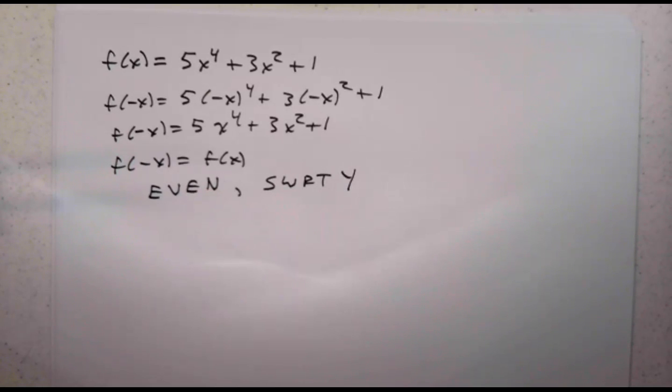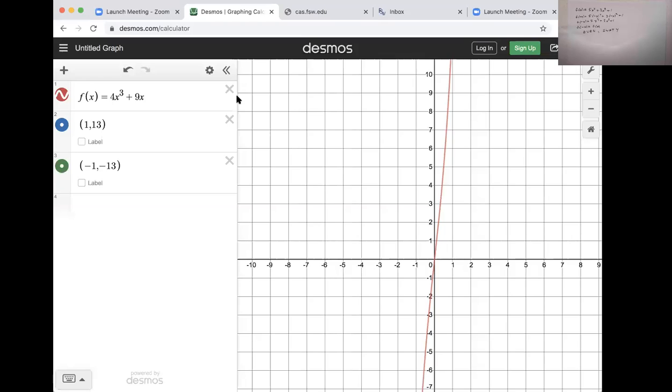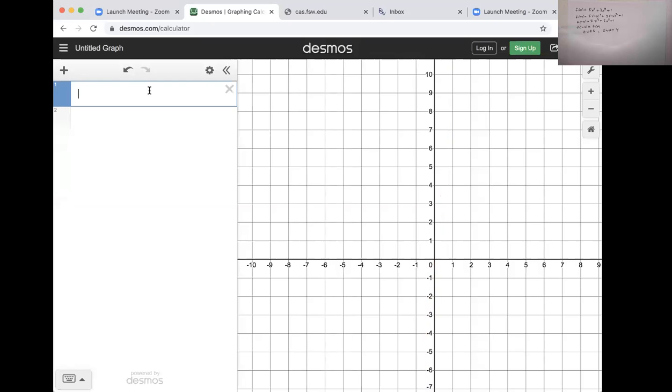So if we look at that graph, let's go to Desmos and see what it looks like. We should be able to fold it across the y-axis and have the points match up. Did I change the letter of that? Let me just check for a second.